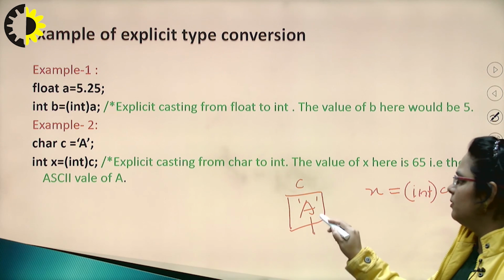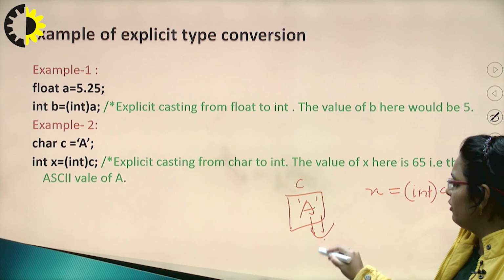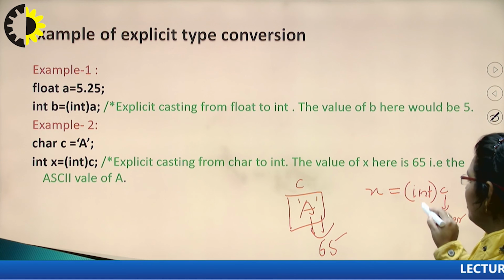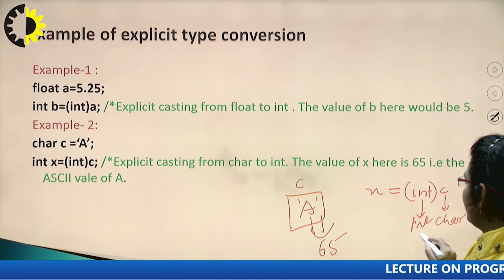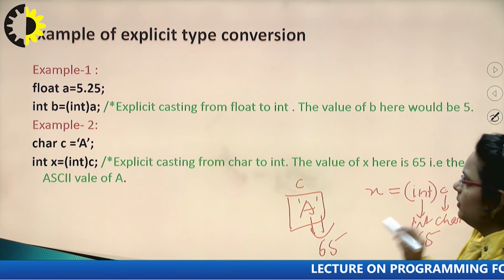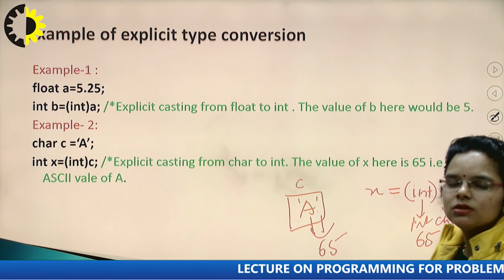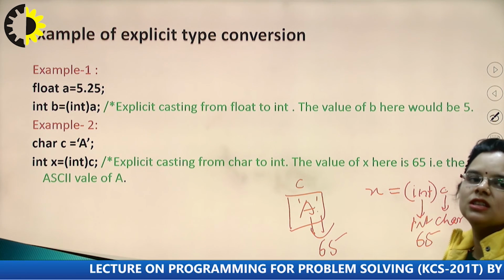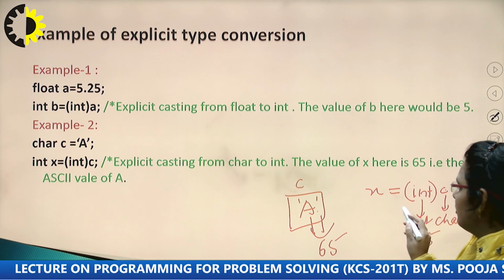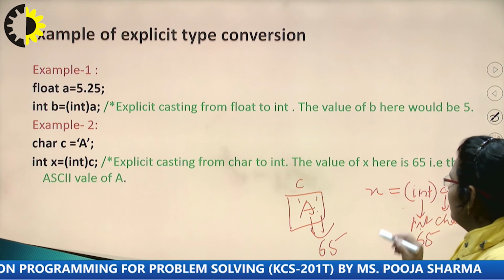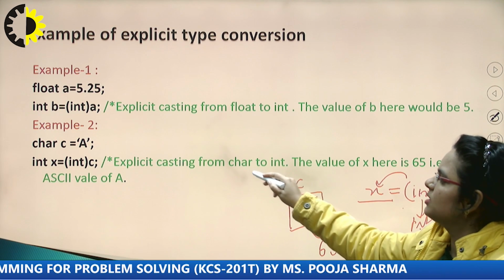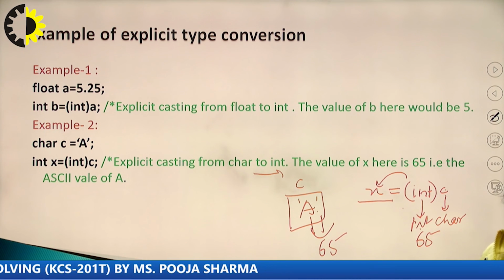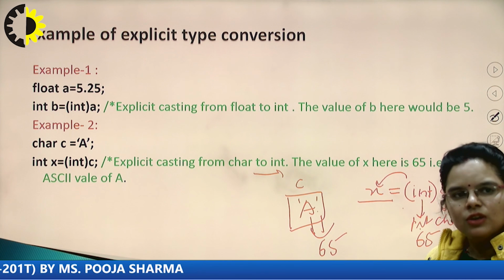So what would be the ASCII value of a? The ASCII value of a is 65. First of all, this is a character type value. It is converted to integer type value, so this would become 65. So the variable c would have 65 stored, meaning the integer value, and then the resultant x would have 65. So this is an explicit casting from character to integer. We can say the value of x here would be the ASCII value of a.